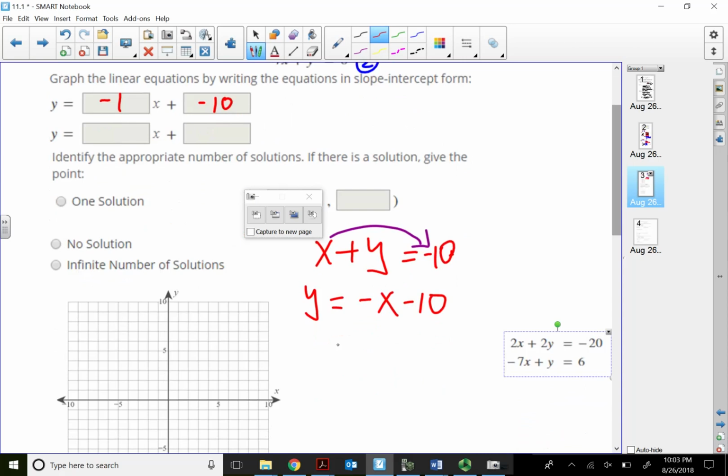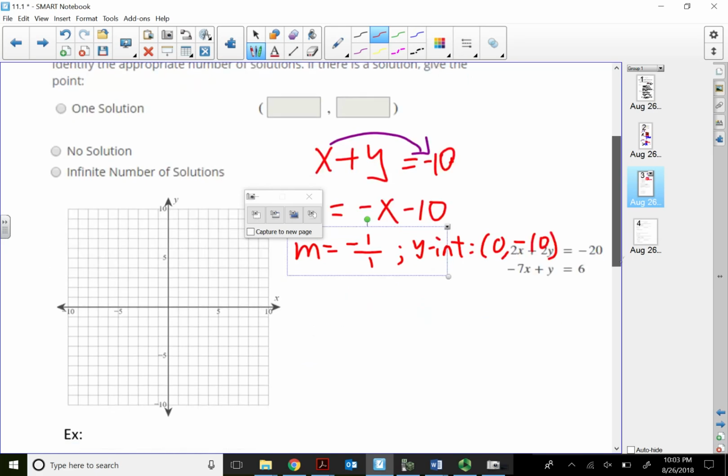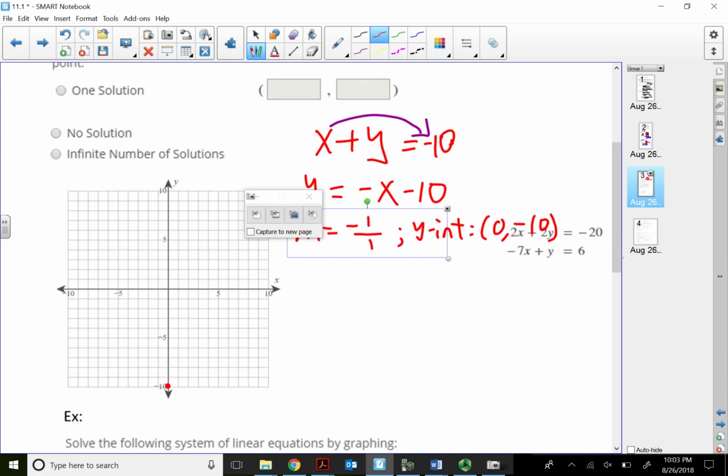All right, I'm going to go ahead and write down my slope. Negative 1 means negative 1 over 1. Y-intercept, zero comma negative 10. All right, so that's way down here. Let me go ahead and get a couple points started. Down 1 to the right 1. If I go down 1 to the right 1, I'm outside of my graph.